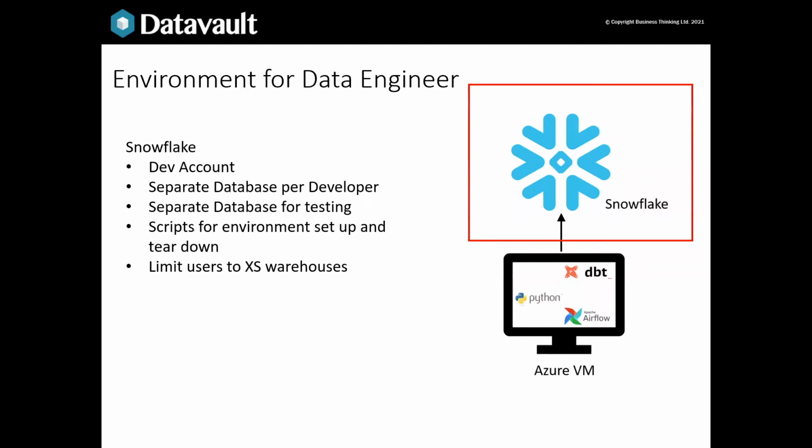Okay, so on the Snowflake side, well, if you're developing standard ETL using dbt, you'll just need a dev account set up in Snowflake so that you can model and test the models that you're developing in the dbt product itself. So you need a dev account. We normally set up a separate database for each developer. We will set up a separate database for testing purposes from the DevOps side of things. And then we have a series of scripts that we make available for developers that allow them to set up the environment and tear down the environment and create test data and so forth. And we normally limit our users to extra small warehouses, which should be sufficient for their dev and unit testing purposes. So reasonably locked down, private Snowflake account to work with.